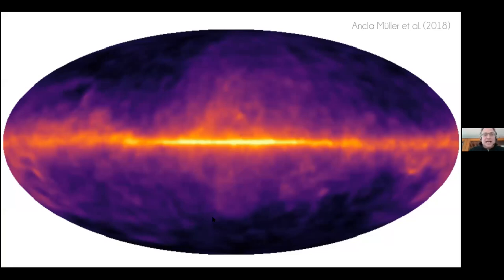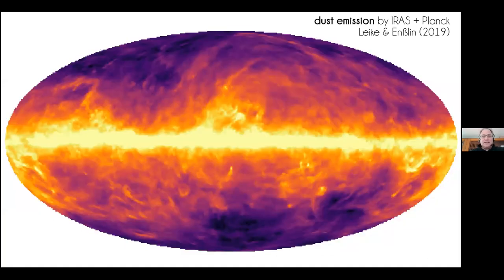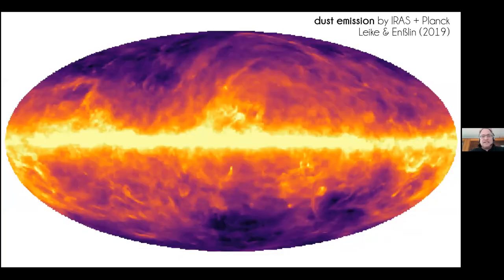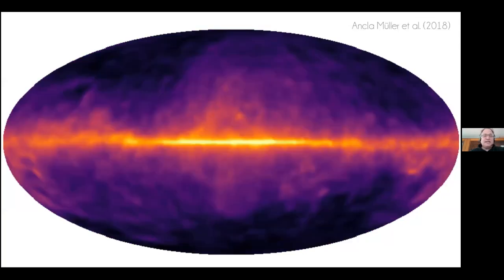Here we have, again, this gamma ray sky. And I'm showing this in order to show you the similarity to the dust emission from IRAS and Planck. So these are gamma rays, mostly hadronic interaction of cosmic ray protons with gas. Here you see where dust is, also a tracer of dense locations. And they look morphologically similar, which makes physical sense.